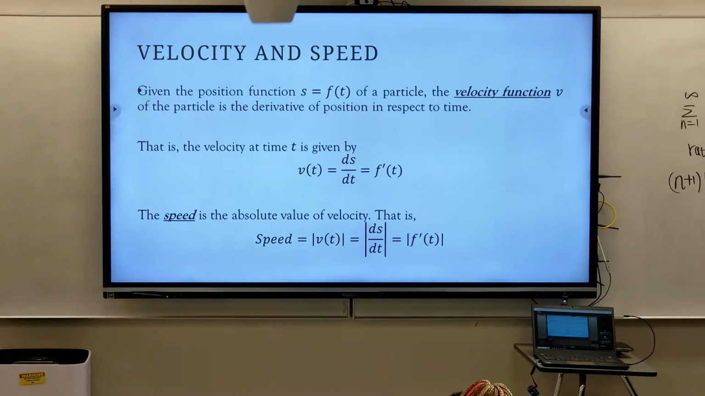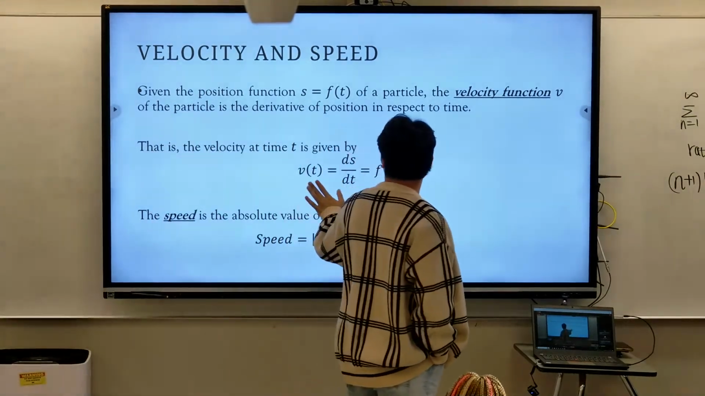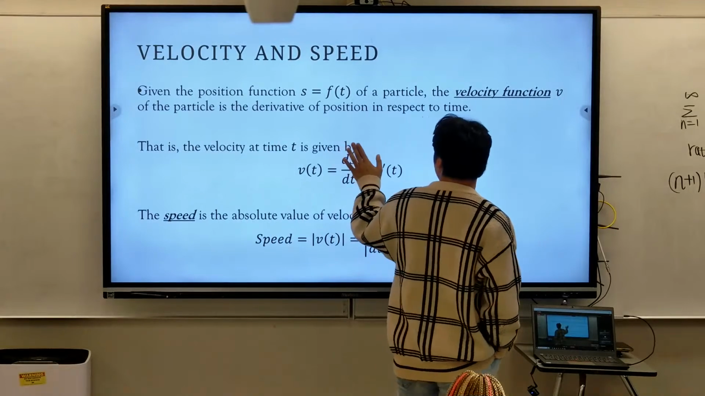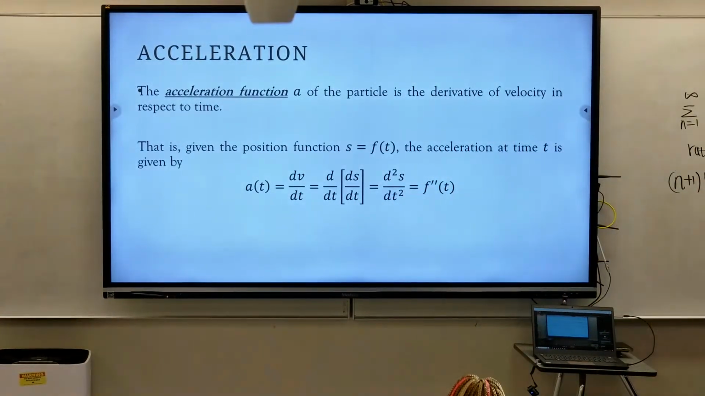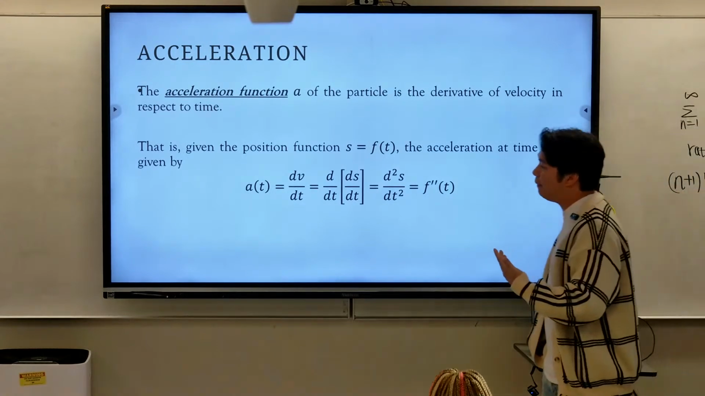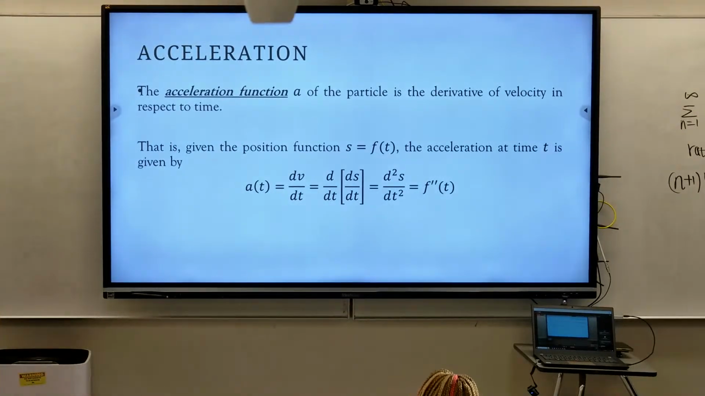Yeah, acceleration. We're going to talk about how fast I am speeding up. If I'm using the example of a car, are you slamming on your gas or are you just slowly tapping it to go faster, for example? So let's talk about the last aspect, acceleration. The acceleration function refers to how fast my velocity is changing. In other words, how fast am I speeding up or slowing down?